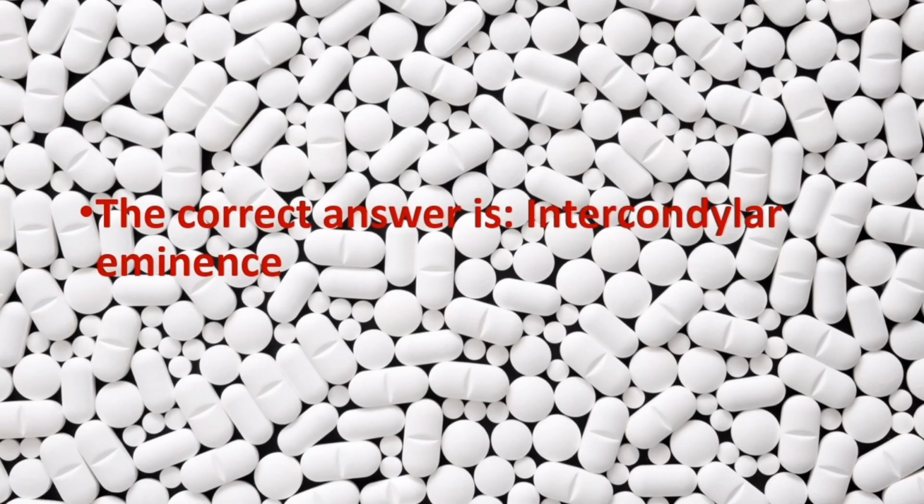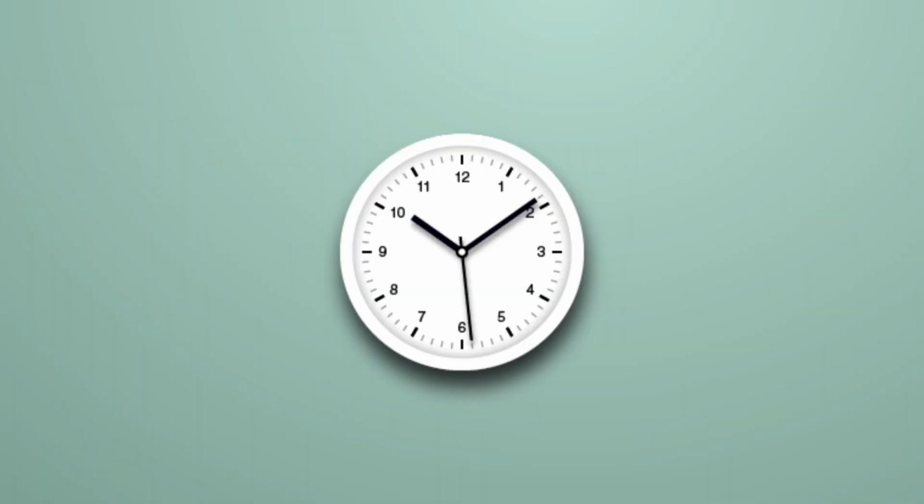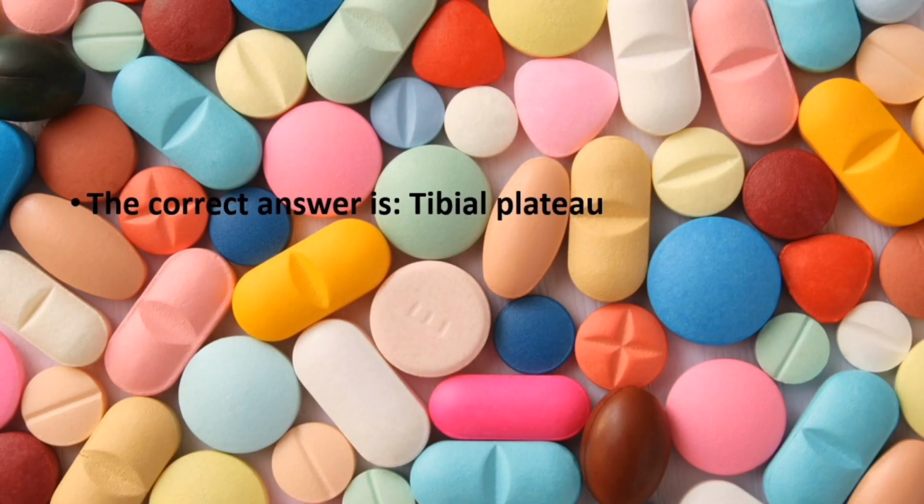The correct answer is intercondylar eminence. 2. The flat surface formed proximally by the tibial condyles is known as the dash. Tibial ridge. Tibial plateau. Tibial eminence. Tibial tubercle. The correct answer is tibial plateau.